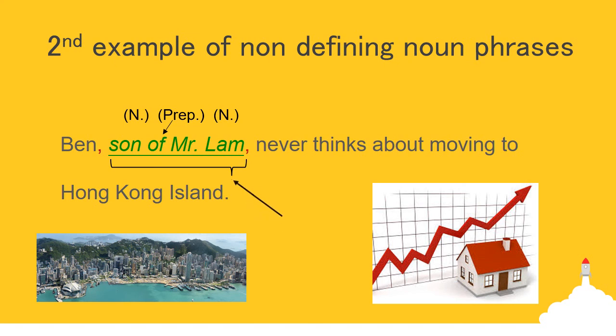So here is one more example. Ben, son of Mr. Lam, never thinks about moving to Hong Kong Island. So here, son of Mr. Lam is the non-defining noun phrase. The reason is Ben is a name, it is a proper noun. And when we write a proper noun or when we write a name, we assume the reader would be able to understand who or what the proper noun is about. And therefore, the noun phrase that follows would be a non-defining noun phrase.